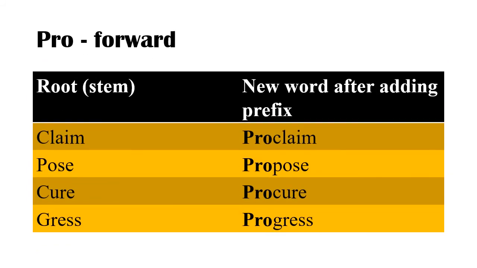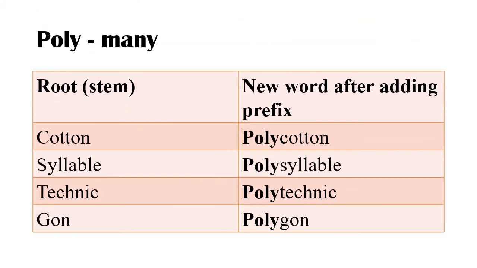Pro means forward. The words formed after adding prefix pro are proclaim, propose, procure, progress. Poly means many. The words formed after adding prefix poly are polycotton, polysyllable, polytechnic, polygon.